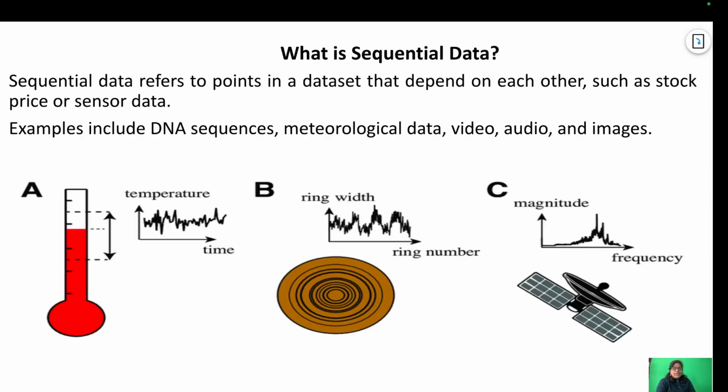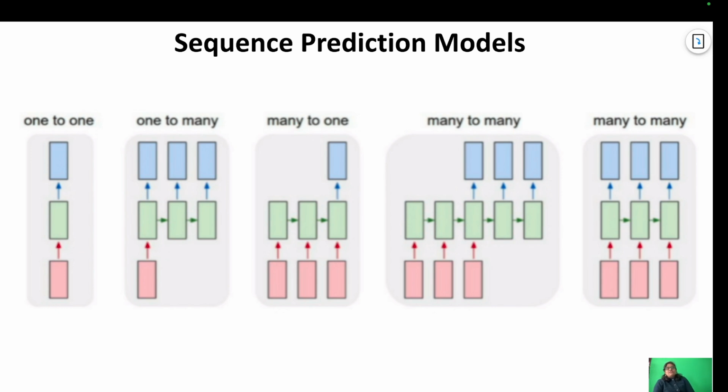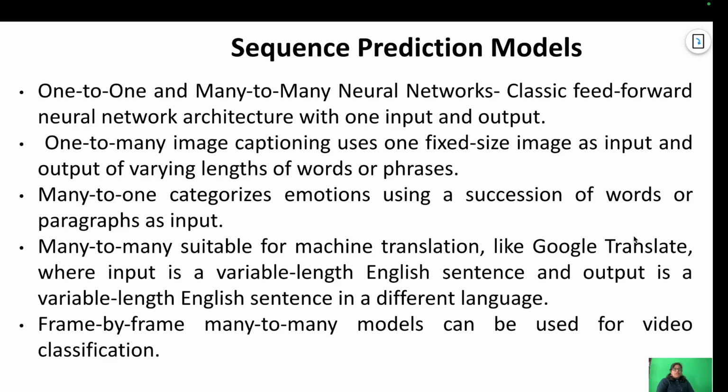Here are a few more examples of sequential data. This is temperature data with respect to time. You can check the temperature, and this is stored in a sequential format. Ring width is meteorological data. Here is the frequency of the spectrogram. These are different examples of sequential data. Now there are different types of sequence prediction models. For one input, it generates one sequence. For one input, it can generate many sequences. Then there are many to one and many to many. These are the different sequence prediction models.